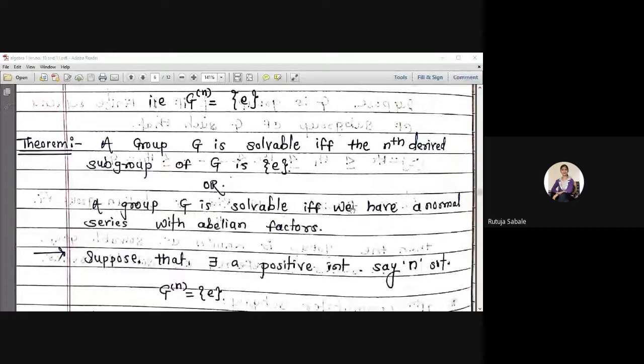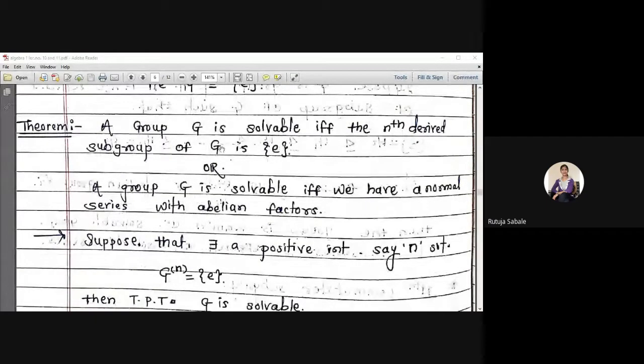Yes, sir. Okay, the theorem is there. A group G is solvable if and only if the nth derived subgroup of G is the singleton {e}. Or a group G is solvable if and only if we have a normal series with abelian factors. The normal series with abelian factors is nothing but the group G being solvable. Okay, we have to prove this.